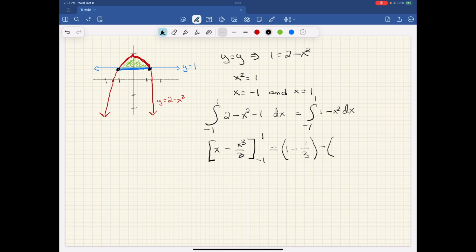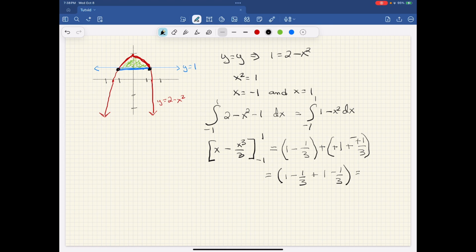minus 1 minus 1 over 3. So we're going to distribute some minus signs here. So we're going to have 1 minus 1/3 plus 1 minus 1/3.